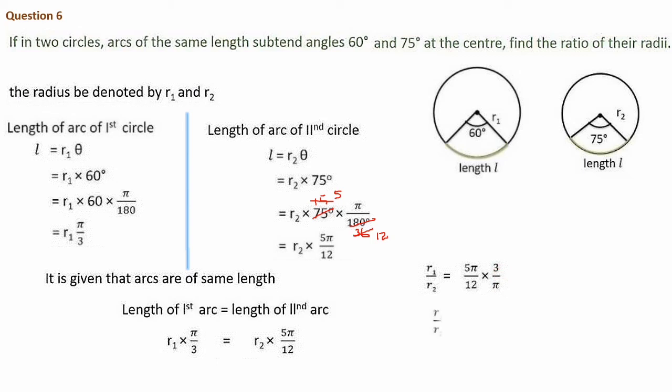Then when we do the cancellation, we will be getting r1 by r2 is equal to 5 by 4. I will show you the calculation also. Here pi and pi can be cancelled, and 3 and 12 we can cancel 4 times. So the answer will be r1 by r2 is equal to, numerator there is 5 and denominator there is 4. So the ratio of radii is equal to 5:4. This is the answer.